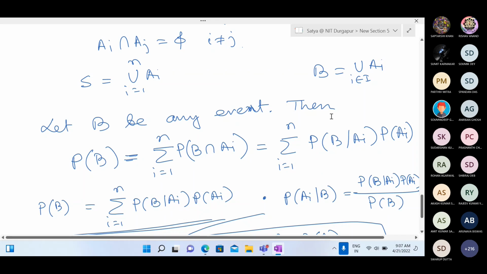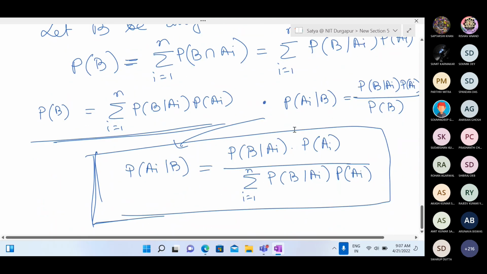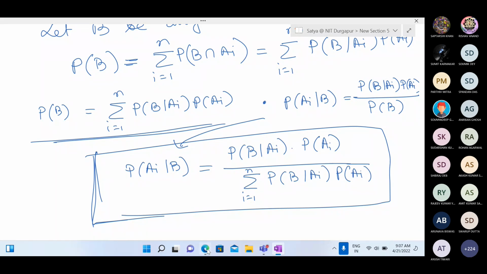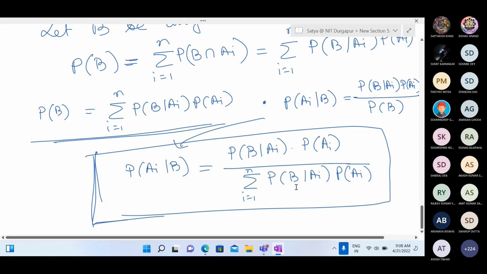We did some calculation here using Bayes rule and the conditional probability definition. We have finally reached this one, and that was yesterday's class. Now today we are going to discuss some examples. Sit with your pen and pencil. I'm giving some problems. You try to solve them yourself, then I'll discuss.